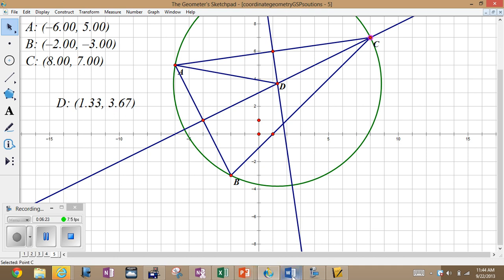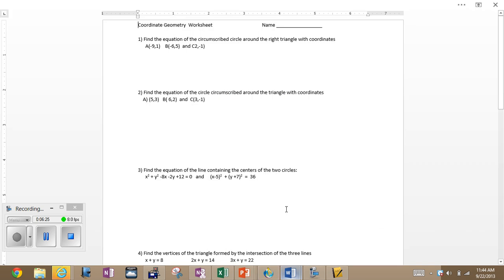So looking at some of your problems now, that certainly discusses how you would approach number 1 and number 2. Number 3 is to find the equation of the line containing the centers of the two circles. Well, here obviously the center is at (5, -7), and here the center is yet to be determined, but you will easily determine that by completing the square.